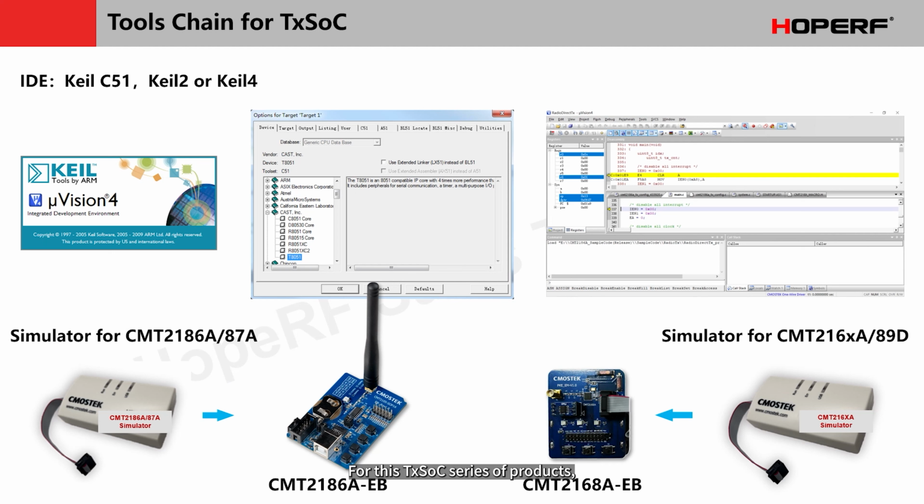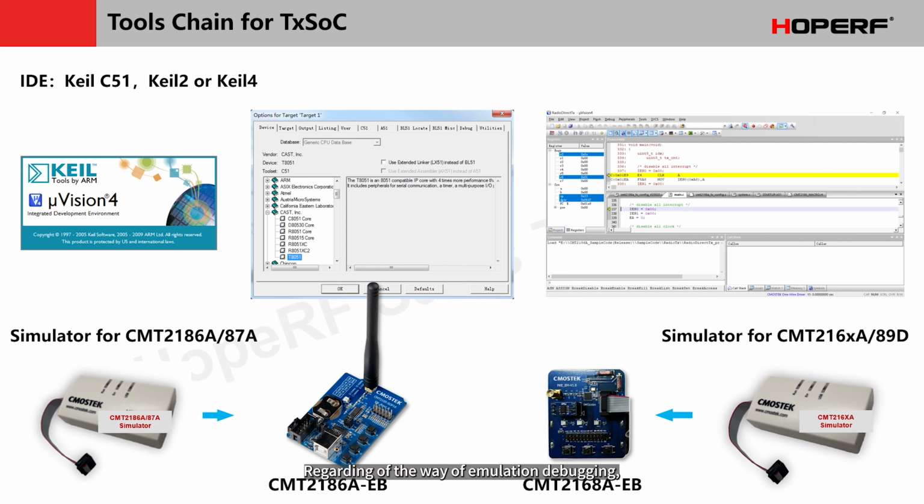For this TXOC series of products, as it is a product with a controller, it involves some development tools. This figure shows our development-related tools. In the development platform, we develop via Keil C51. You can use the old Keil 2, or the C51 version of Keil 4, both versions are okay. Note that it should be a version that supports C51.